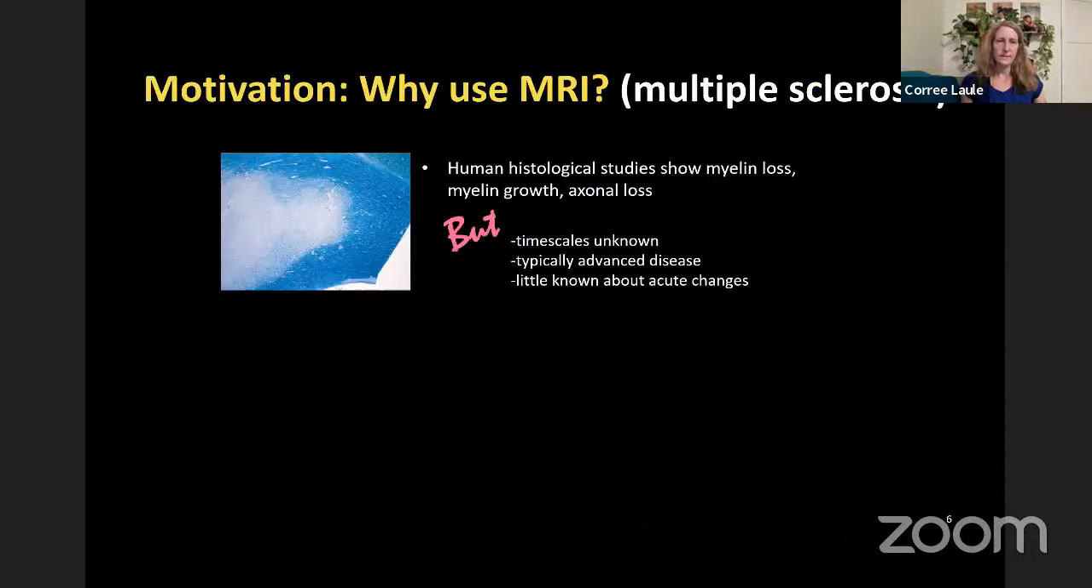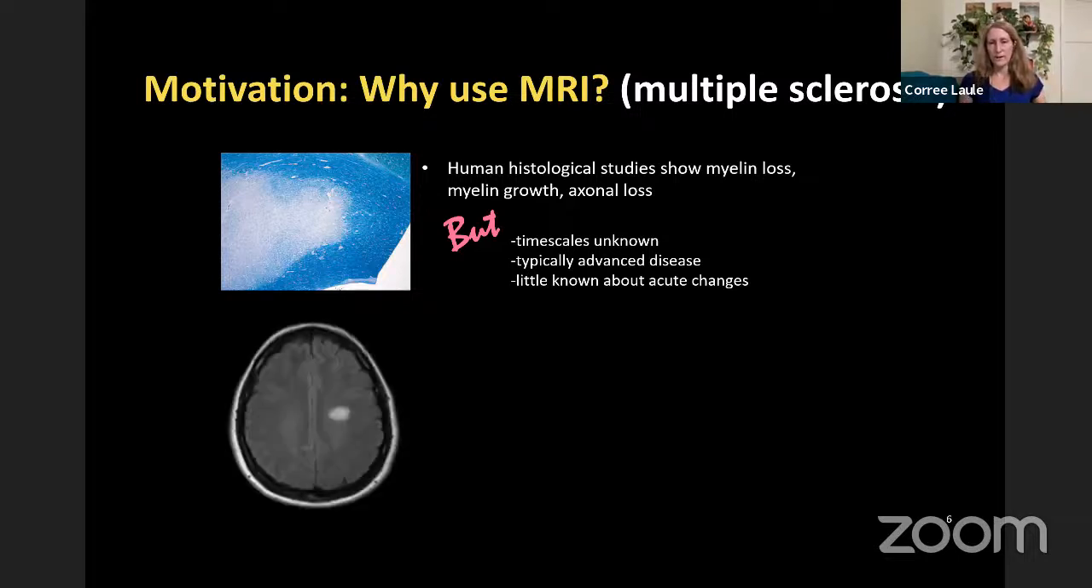All these different things give us information, and we can utilize that to get different types of contrast. So why might we want to use MRI to learn about different diseases, injuries and conditions? Using multiple sclerosis as an example, we know from human histological studies in MS that you have myelin loss, myelin regrowth, and axonal loss. But one of the challenges with these histological studies is that the timescales are unknown. Most of this post-mortem human histology work is from people with very advanced disease, who lived with MS for 40 years. So we don't really know a lot about the acute changes that are happening.